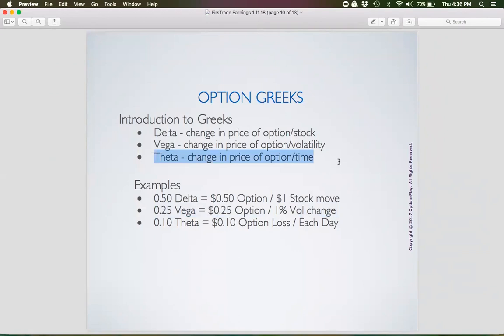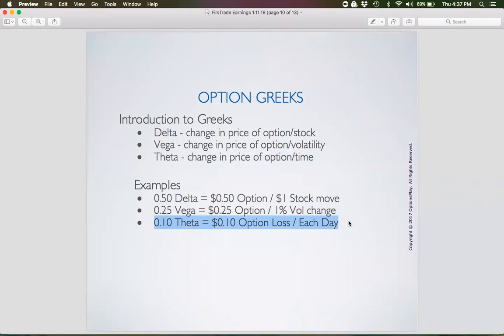And lastly, theta. So we talked about options. As long as you hold on to an option, it will decay in value. And the question is, how much does it decay by? And that's what theta tells you. It's a change in price of the option in respect to time. So if you see an option with a theta of 0.1, that means that the option will lose 10 cents in value for every day you hold on to it.